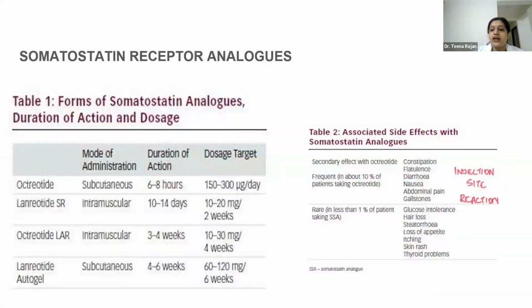And also you can have abdominal discomfort like flatulence, diarrhea. There are even some case reports of gallstones. And also there is steatorrhea, loss of appetite, etc.